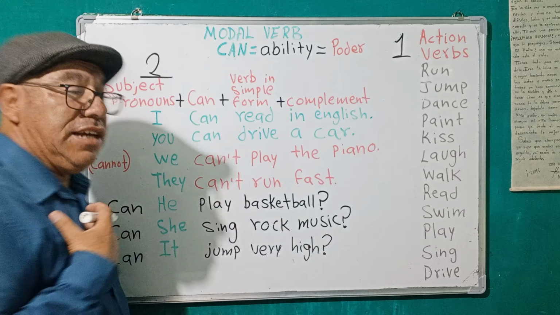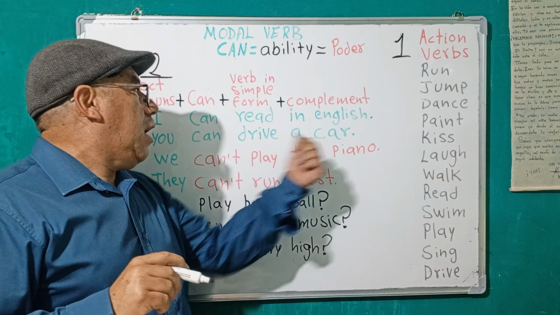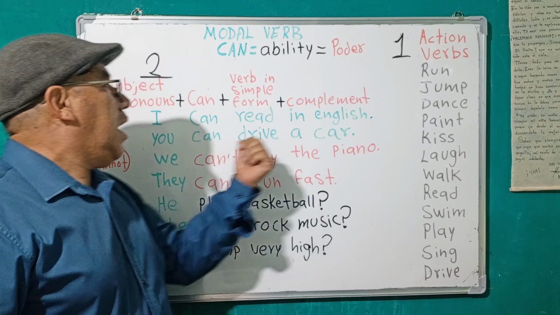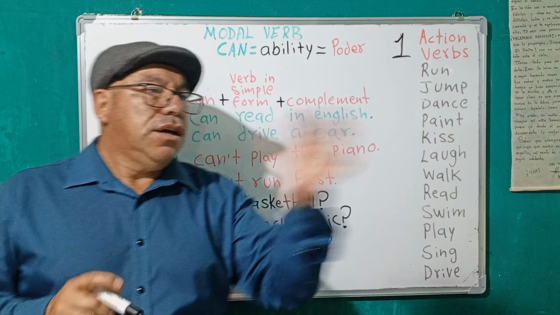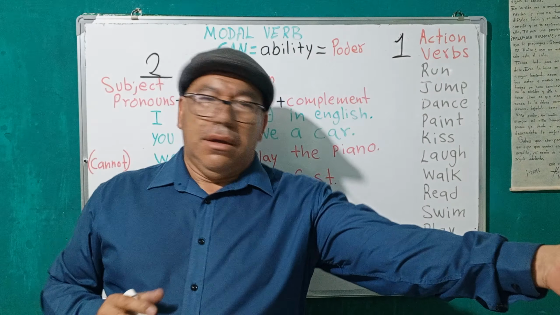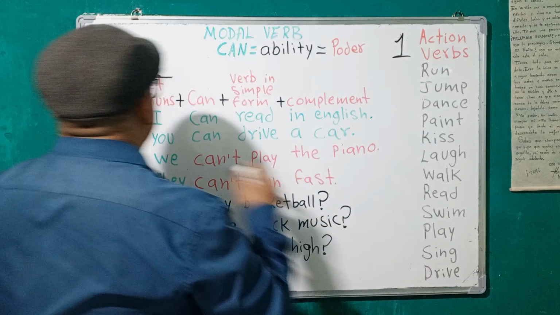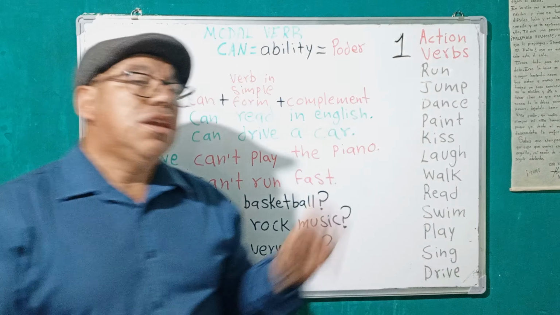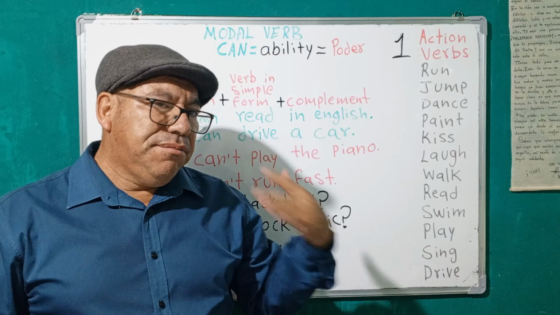So in this case, I can read in English. You can drive a car. That's one of your abilities. That is something you can do. You can drive a car. Now, my dear friends, I want to listen to your abilities. Please, Sam, tell me one of your abilities. And Sam says, I can maybe sing. One of your students may say, I can paint, and so on.